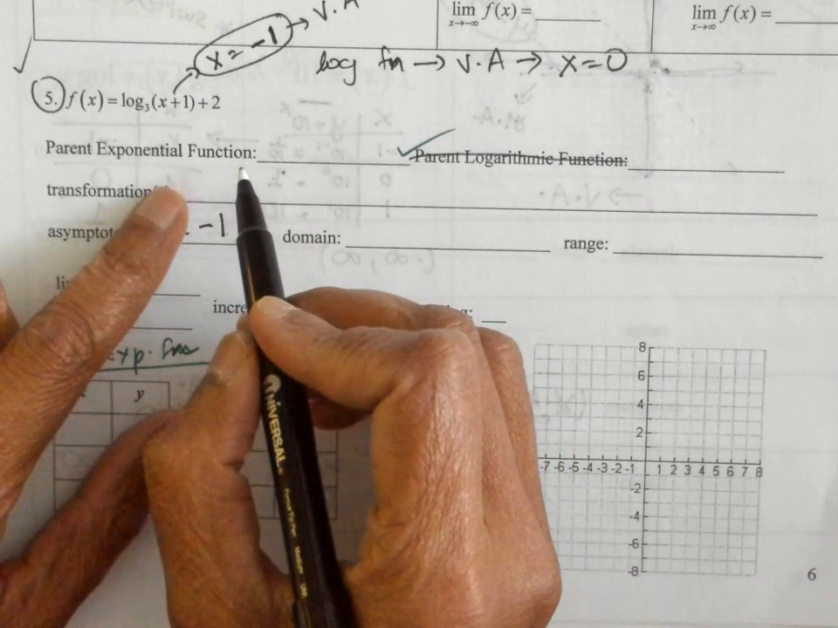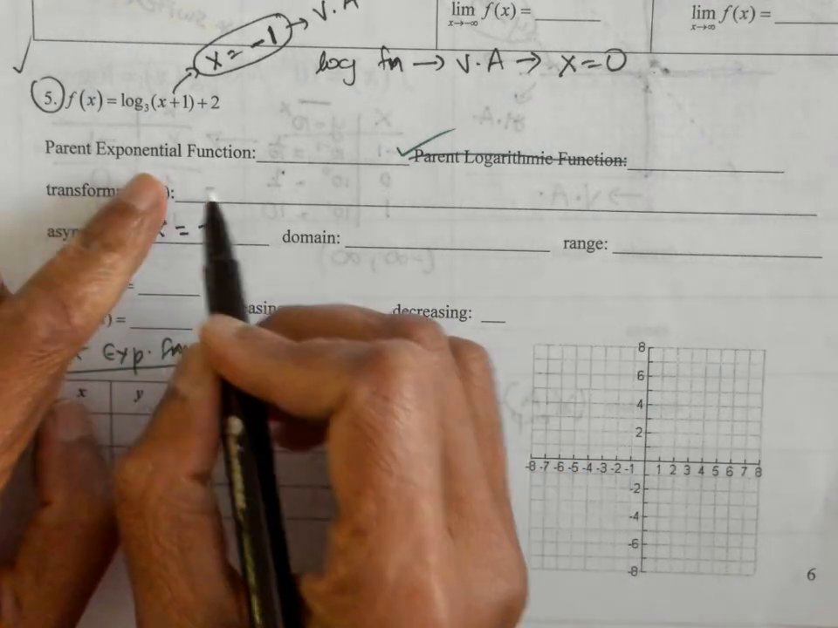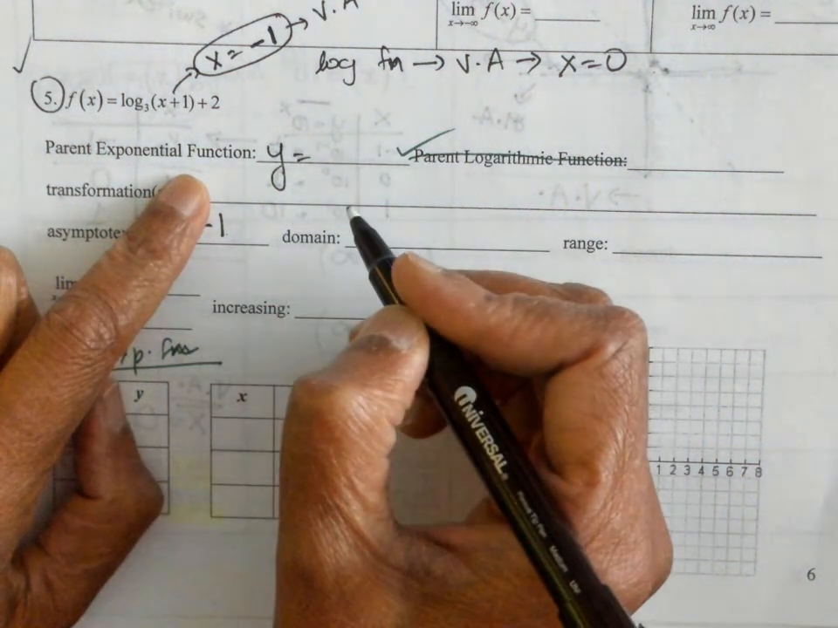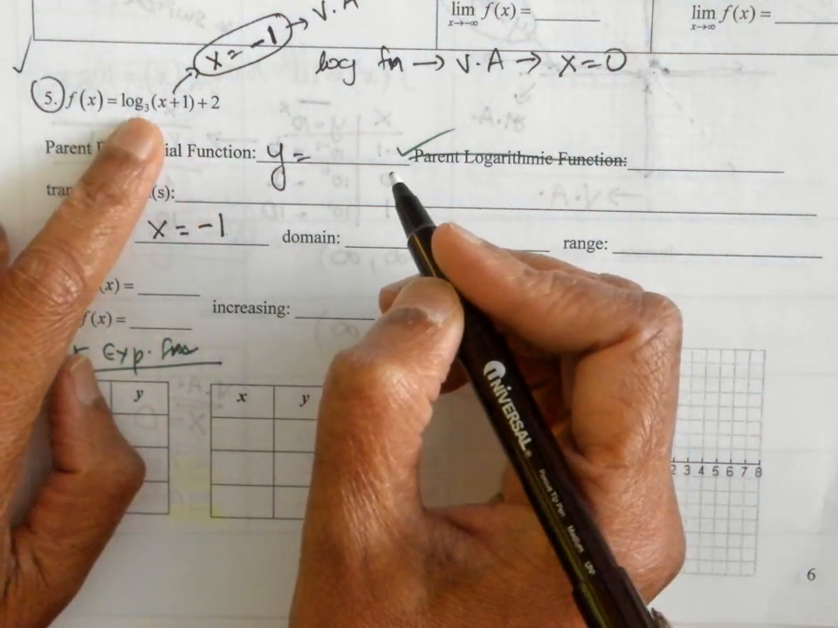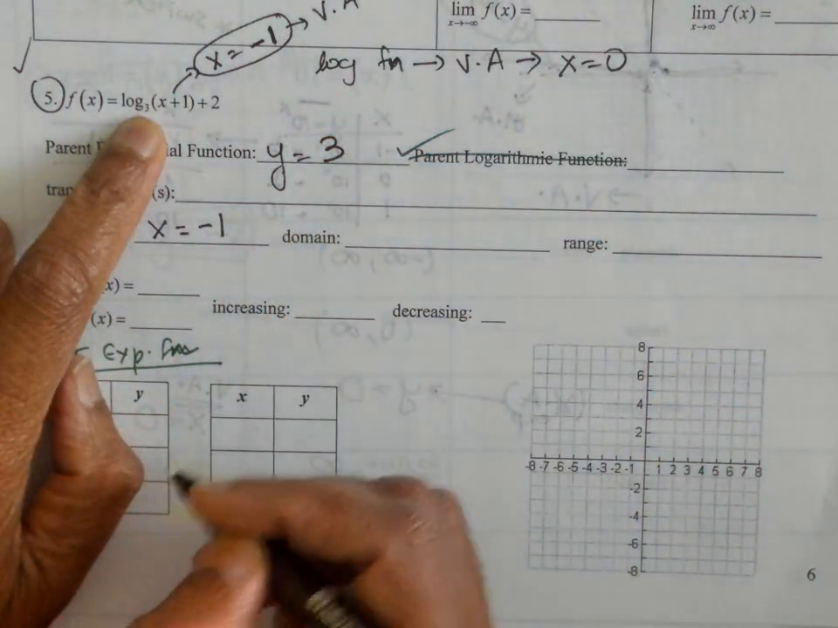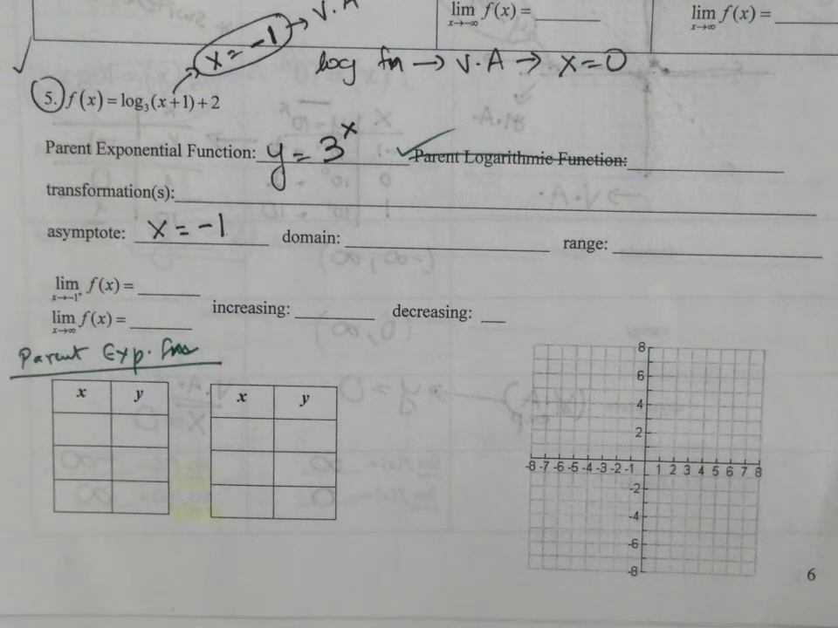Remember what I said, you always graph a logarithmic function by going through the parent. My parent exponential function is y equals some base to the power of x. My base will always be the same base, so the base is base 3 to the power of x. Did everybody understand what I just wrote? Because that's important.